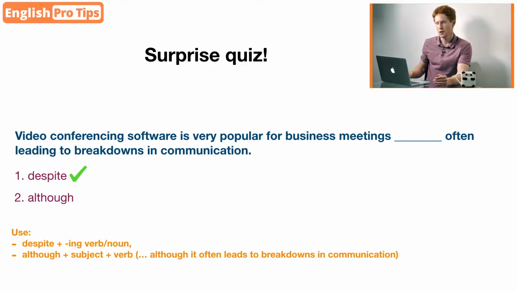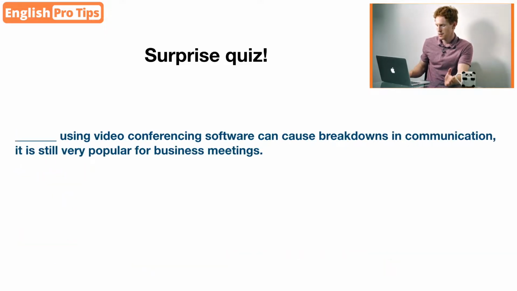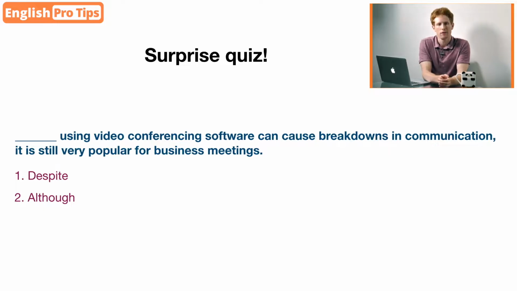Now, in order to get those high marks for grammatical range and accuracy, you need to have the structure right. So it's very important to know whether you need an ing verb, a noun, or maybe a clause following the word. Let's have a look at another example. Here's the sentence, and here are the 2 options. Again, feel free to pause the video. We'll go through the answers together.